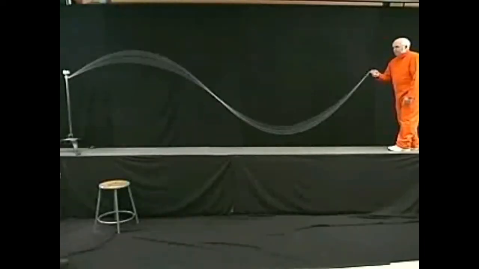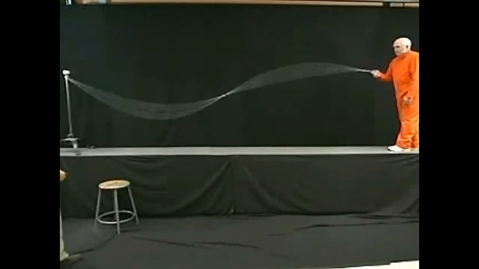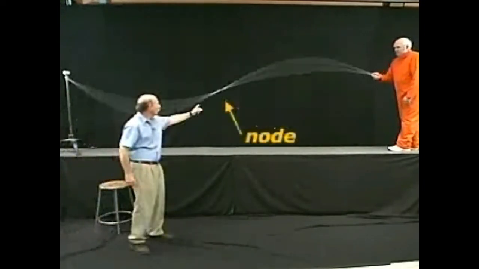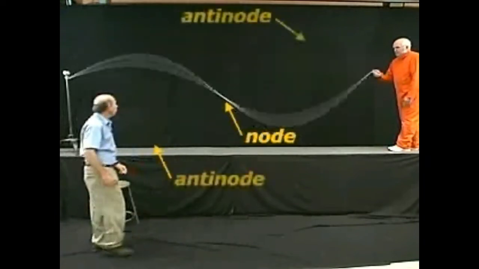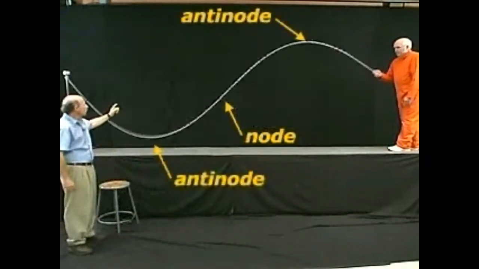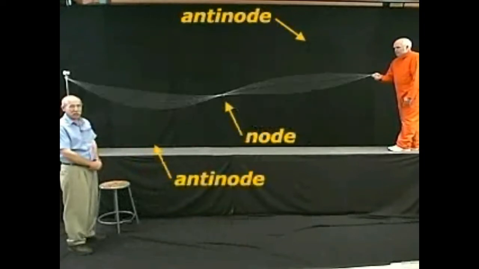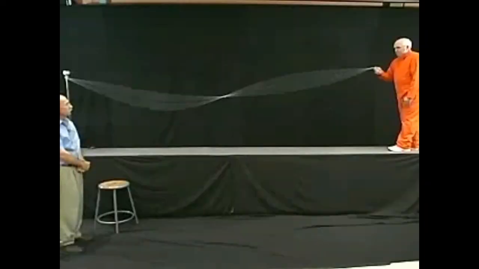Now, here we have another mode. Notice that in this mode, we have a node, a point over here where the spring is not moving, okay? Correspondingly, there are also points where the spring moves the maximum amount. Those are called antinodes, okay? This is called the second harmonic. It's the pattern which forms when one node is present in the middle.